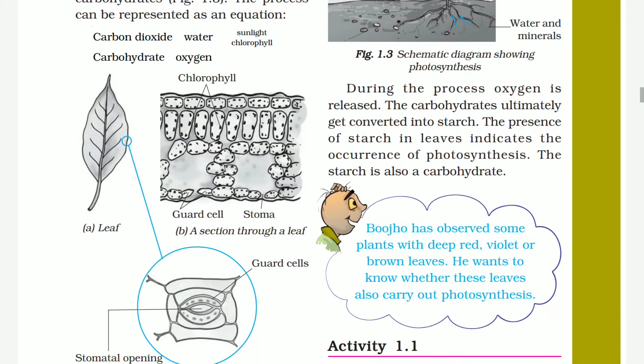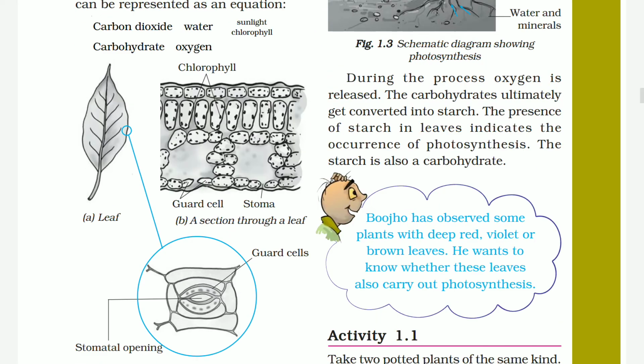And here in figure 1.2, it shows the cross section of the leaf, and there are cells containing the chlorophyll. Another, the stomata opening, is also shown in this, and that has the guard cells. During the photosynthesis process oxygen is released, right, and the carbohydrate ultimately gets converted into starch.